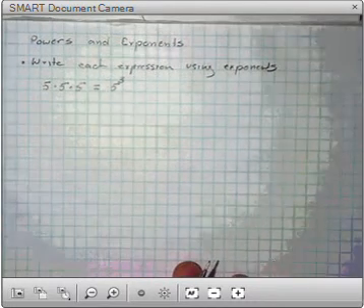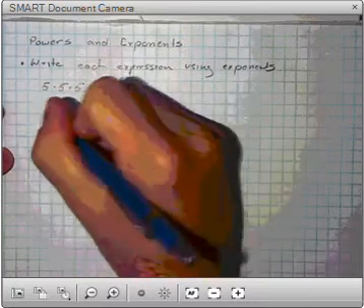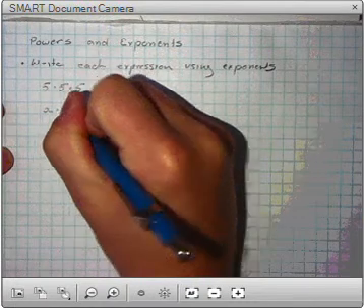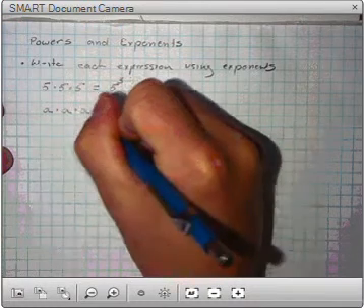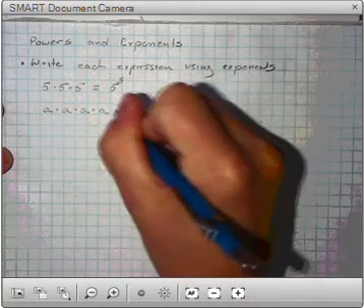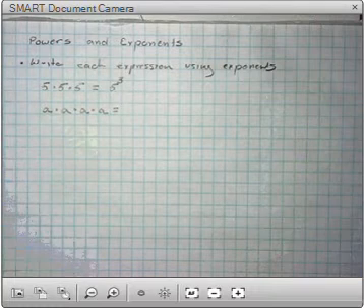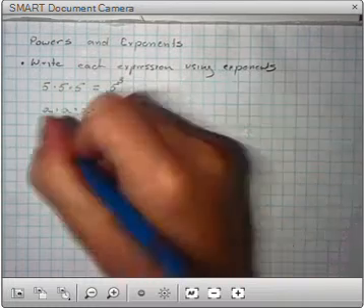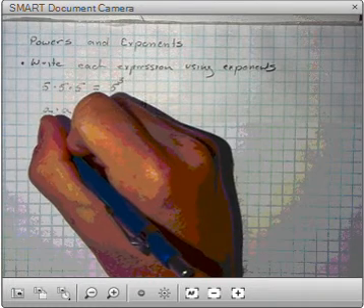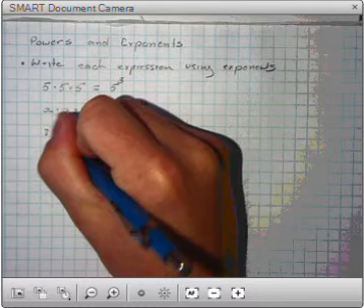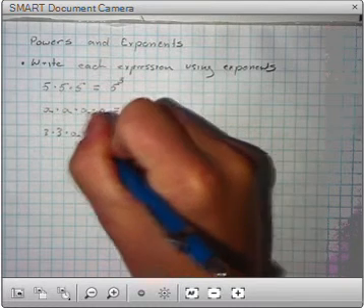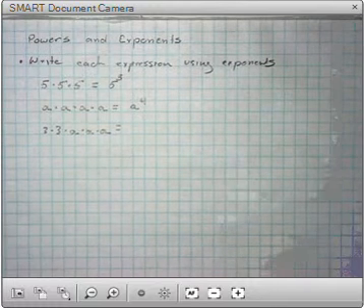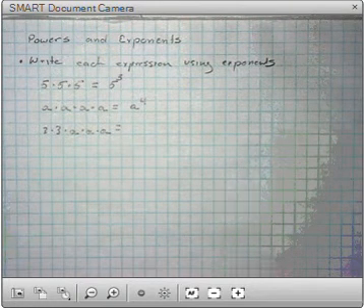It also works with letters, so if I have A times A times A times A, how could I write that? Joby? A to the fourth power. Yeah. What if I had something like 3 times 3 times A times A times A? How could I rewrite that? Natalia?